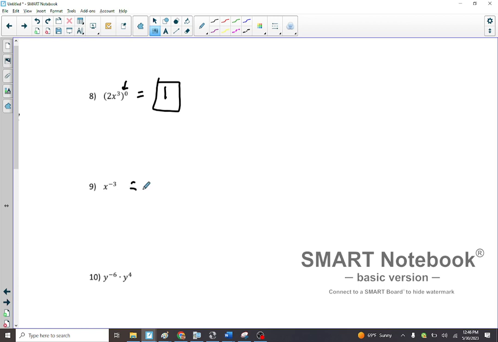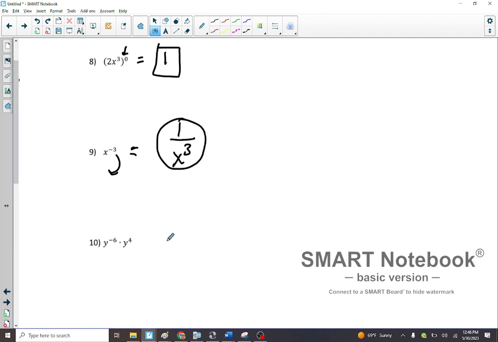All right, x to the negative third. When I have a negative exponent, I move it to the bottom to make it happy. So it's 1 over x to the third. Do you keep the negative? No, because it moves, it becomes positive. So it's 1 over x cubed. If it was just x cubed, it's not a question. That's just x cubed. There's not a question in that.